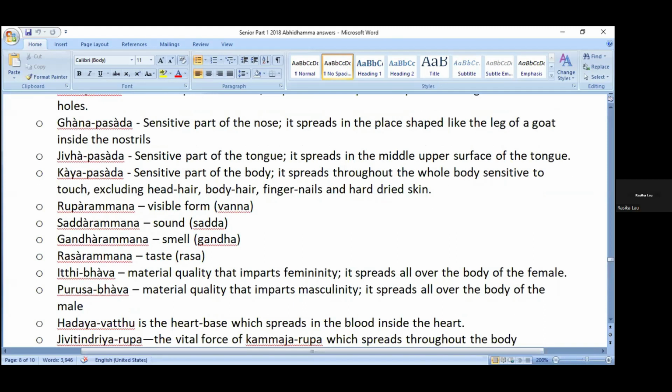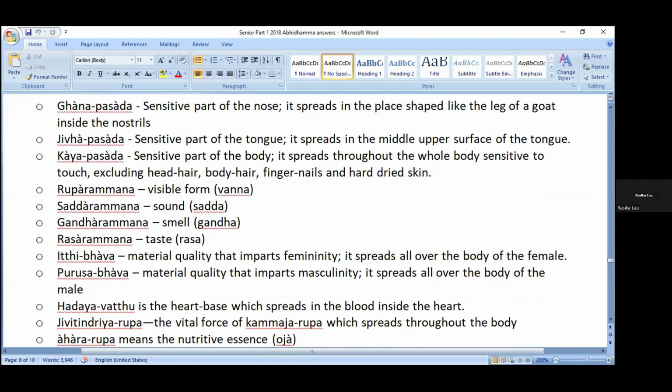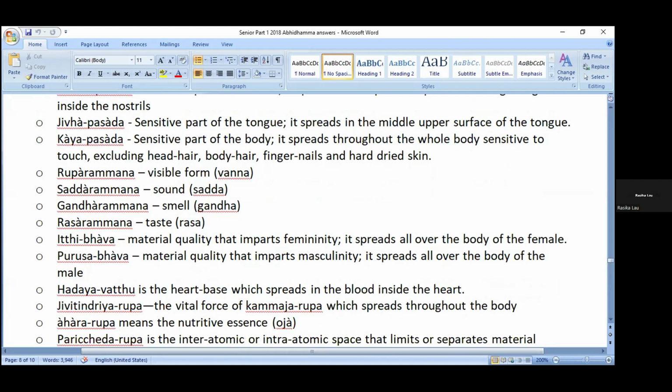Then jivitindriya, this is a force, both for rupa and also for cittasika. Without this, you cannot survive. And nutrition, you need food to survive. Then next one, as a body, you need space. So there is a thing called space for all the cells to grow.